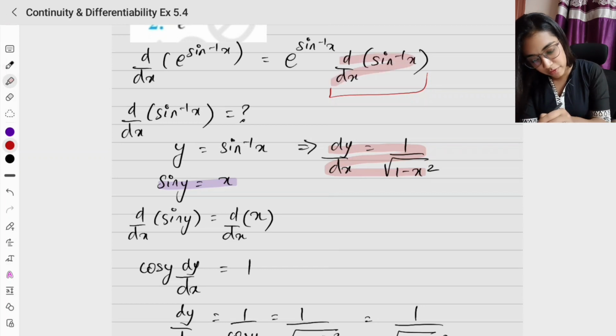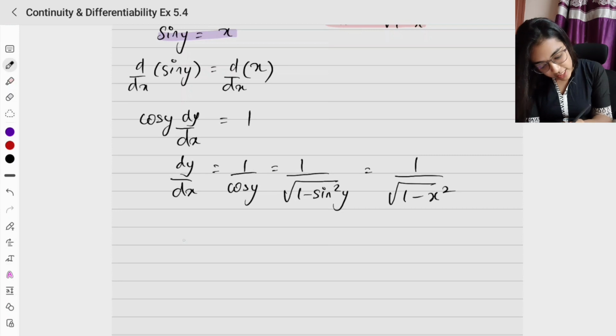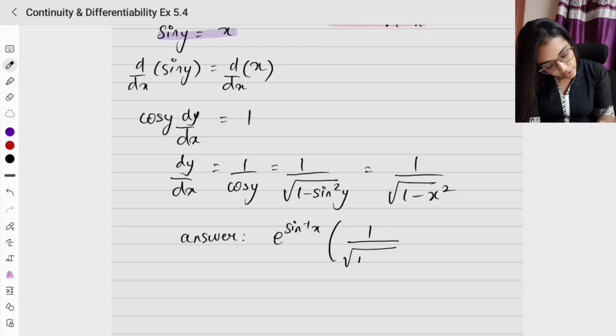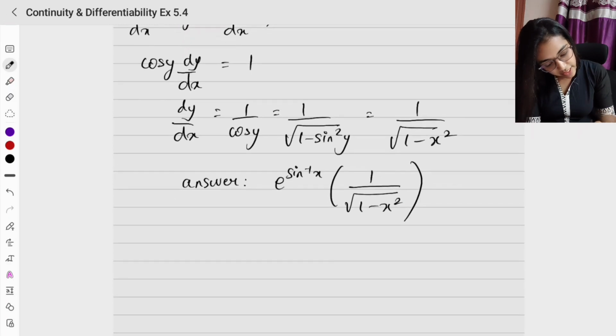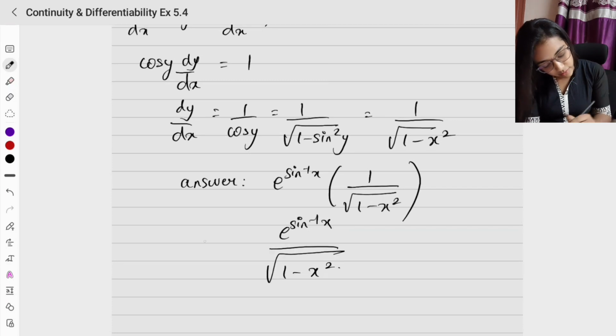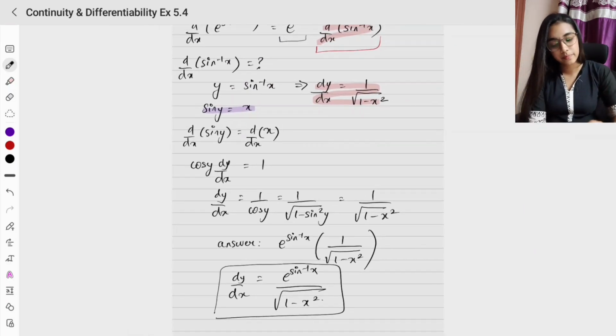So what is going to be my final answer? Don't forget this e to the power sin inverse of x. So my final answer is e to the power sin inverse of x times d by dx of sin inverse of x, which is 1 divided by square root of 1 minus x square. So what is the final answer? e to the sin inverse of x divided by square root of 1 minus x square. Okay, this is my final dy divided by dx. Please copy.